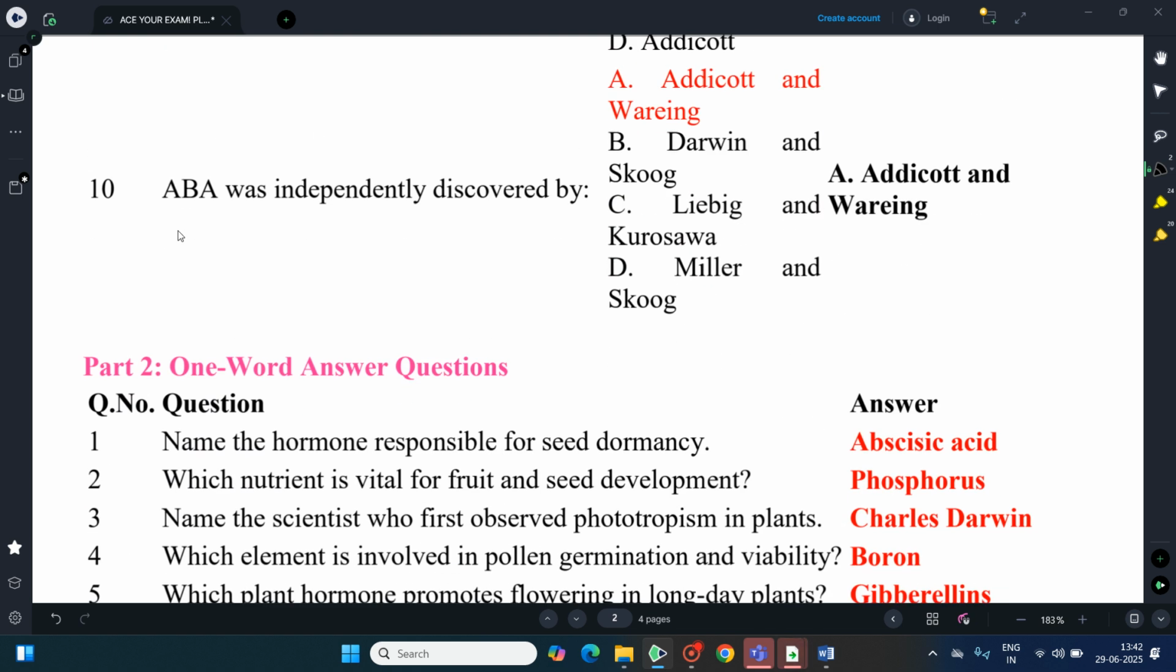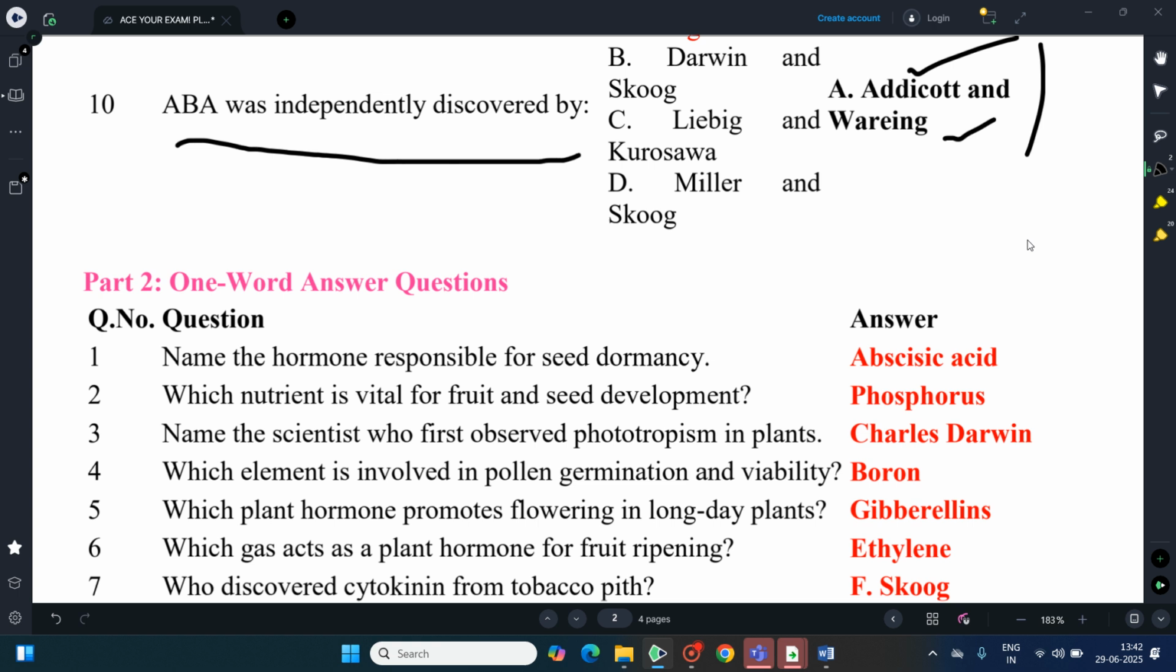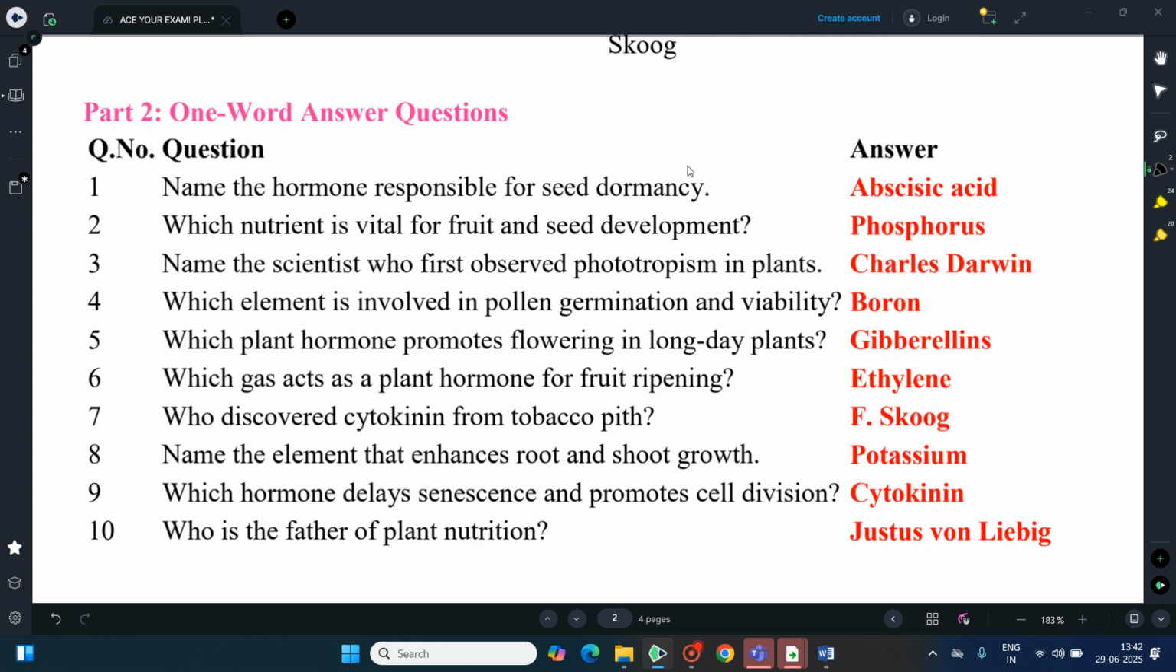The last question: ABA was independently discovered by Addicott and Waring. Both scientists discovered ABA. That's all about multiple choice questions. Next, we will pass on to the one word question and answer. I will read one by one as well as the correct answer.